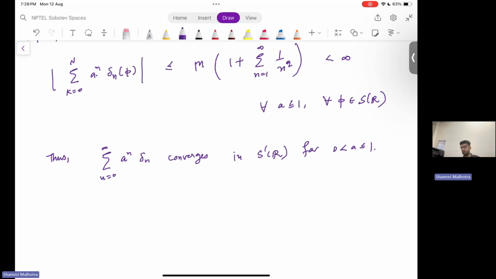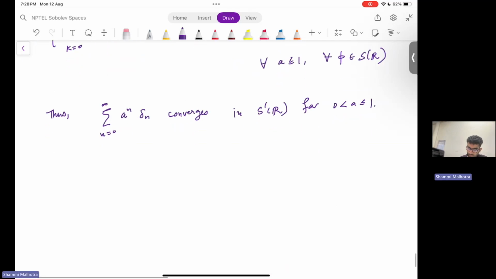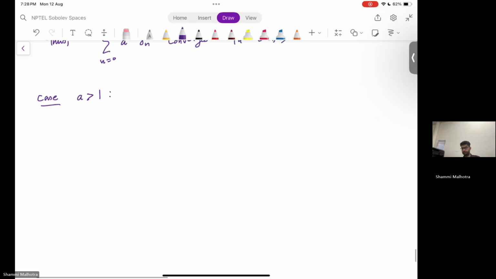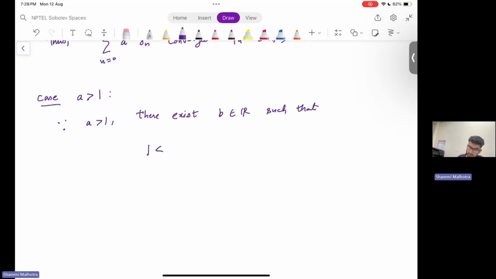Next you will see that this series doesn't converge in S'(R), the space of tempered distributions, whenever a is greater than 1. So consider the case a greater than 1. Since a is greater than 1, there exists b in the real numbers such that b is between 1 and a.